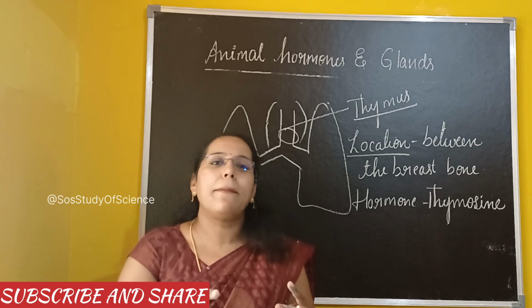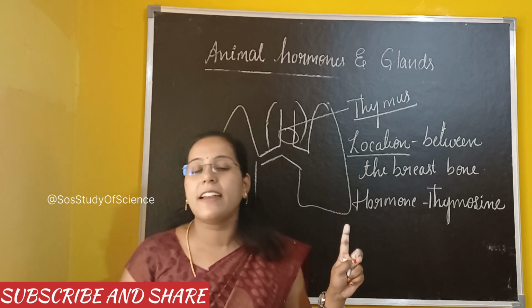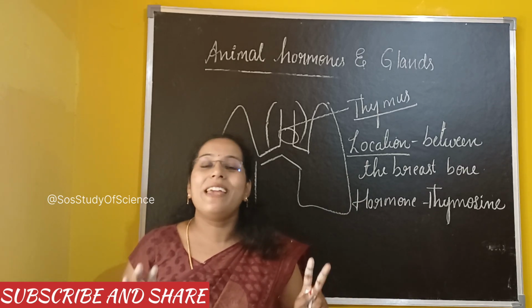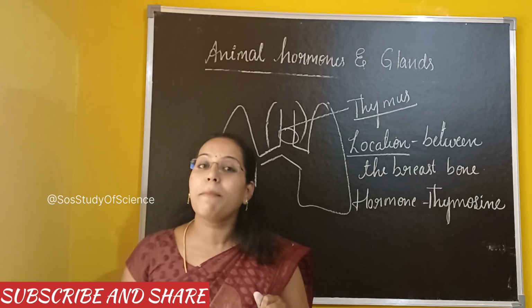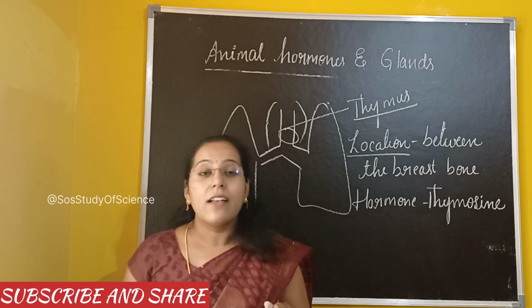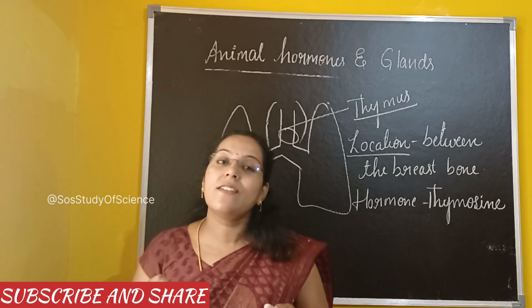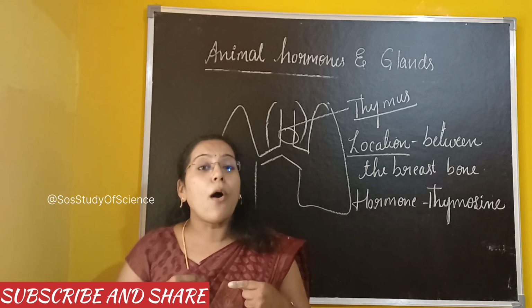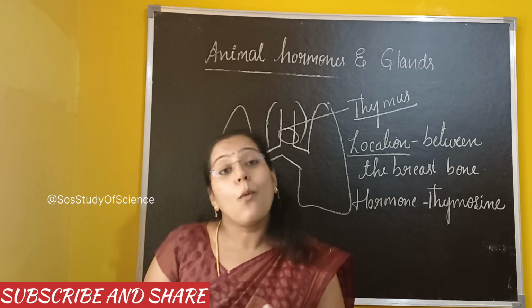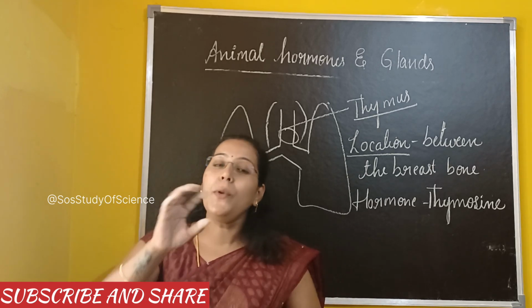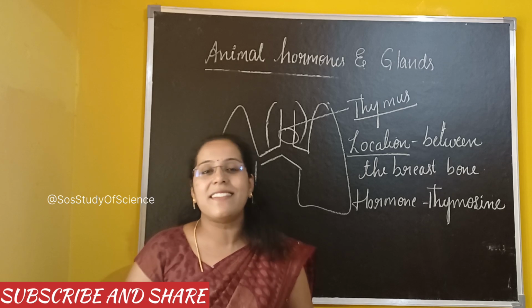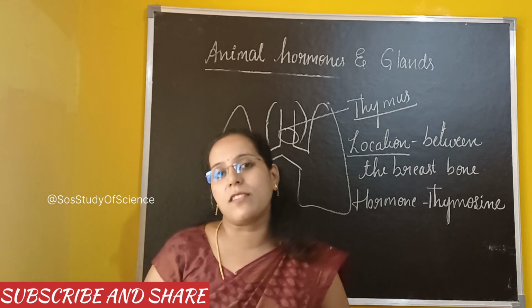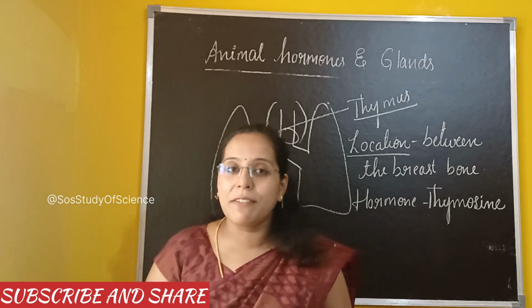The only purpose why the thymus gland is present in our body is that whenever we get infected, our body should fight against those disease-causing microbes. Obviously, right? To fight against disease-causing microorganisms, our body cells should be prepared. What kind of cells should be prepared? Immunity cells should be prepared. For the maturation of those immunity cells, the thymus gland is responsible. I hope I am very clear with this.